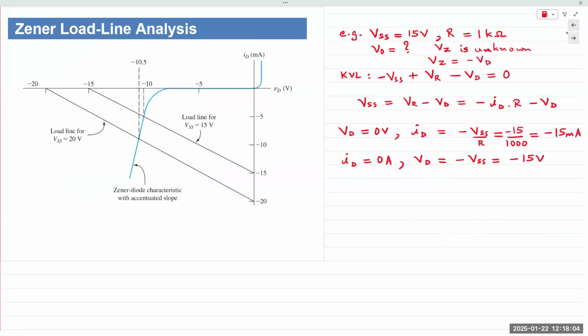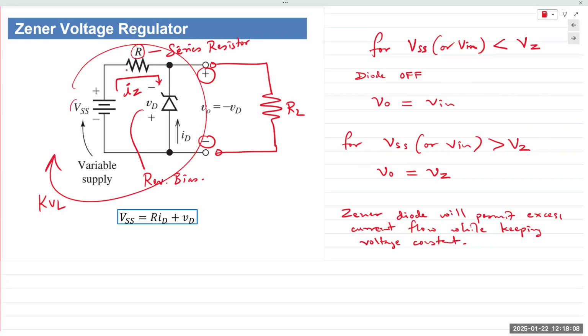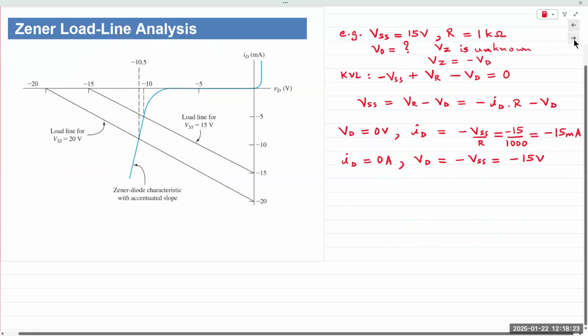It's the same. Right now, the circuit is simply VSS, R, and diode D. That's it. So we are not looking at a regulator circuit just yet. Just a simple Zener circuit connected to a power supply. So we have two ends of the line.